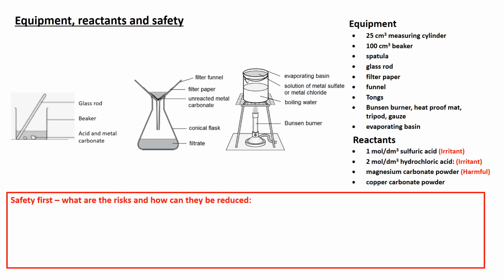Now you'll notice on the side we have put down the equipment list, and this is one of the ones that they often ask you, how would you do this practical for a 6 marker? We've also listed the reactants and the fact that some of these are irritants. And first of all, I want you to just think about what safety you would include and why. So just pause the slide now and write down your safety tips. Right, so what did you get?